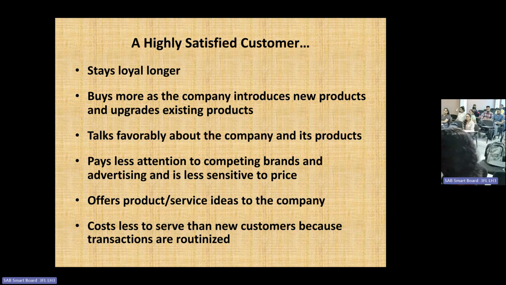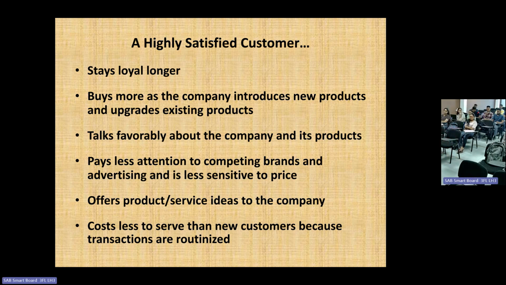So you are favorable about the company and its products, especially whenever you are giving ratings on the virtual platform, you rate it well as you like. And if you're already happy with a particular brand, you pay less attention to competitive products and advertisements, and you are less price sensitive. And also they give ideas to the company. And it's very cost effective for us to fulfill the requirements of existing satisfied customers, because there is nothing to convince them anyway, they will keep on purchasing.